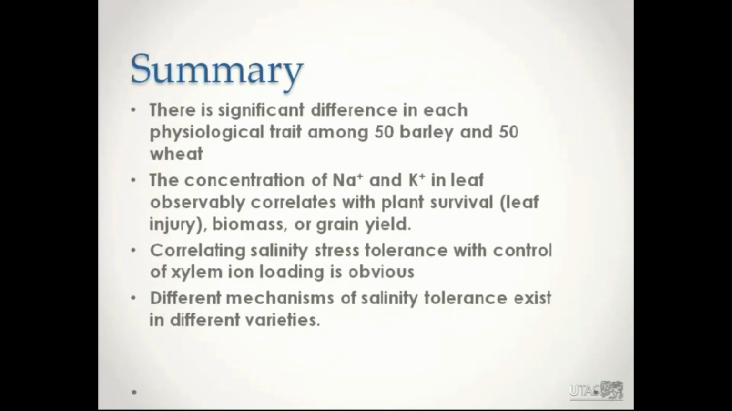Summary. There is a significant difference in each physiological trait among 50 barleys and 50 wheats. The concentration of sodium and potassium in leaf obviously correlates with plant survival, the leaf injury, and the biomass and the green yield. Correlating salinity stress tolerance with control of xylem ion loading is obvious. So generally speaking, different mechanisms of salinity tolerance exist in different genotypes.